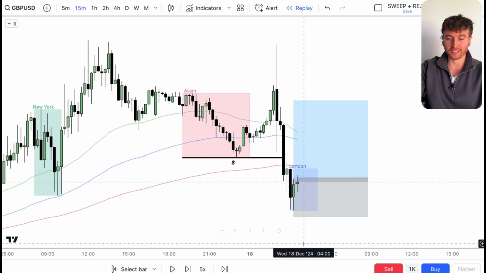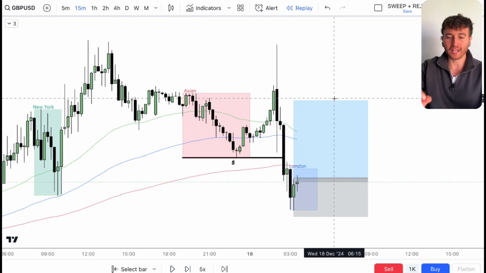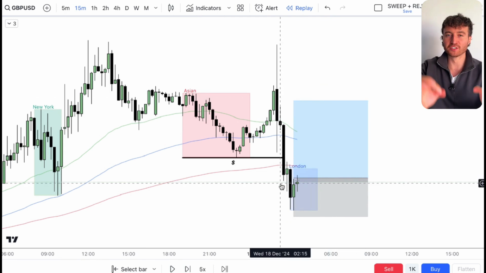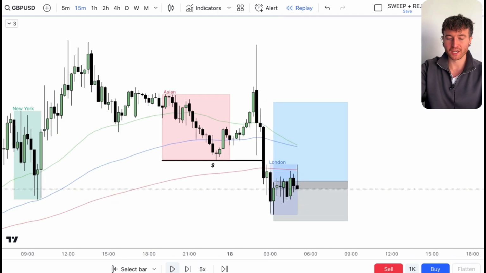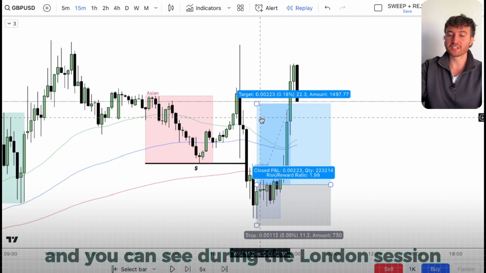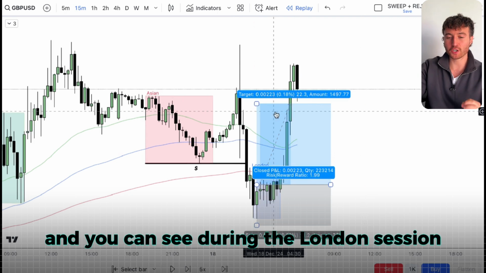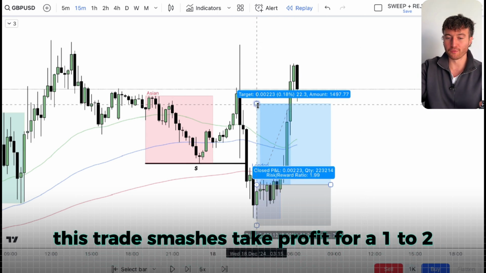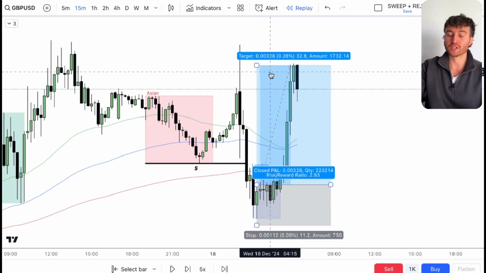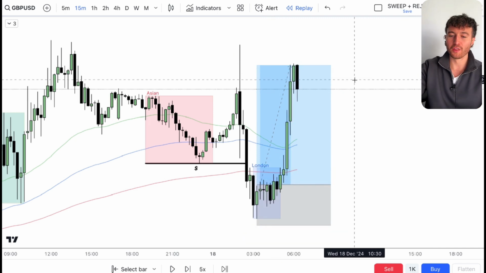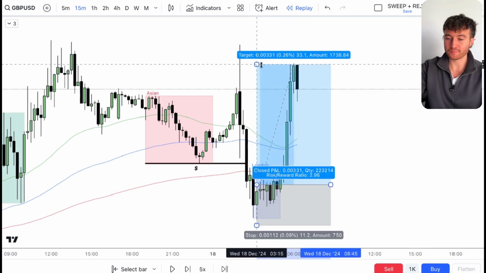We have clear invalidation and clear targets. Either the take profit is hit or the stop loss is hit. There's no in between, so there's no micromanaging trades. You can see right here, we're triggered in this trade. And you can see during the London session, this trade smashes take profit for a 1 to 2 and even offered a 1 to 3 risk to reward on this setup right here.